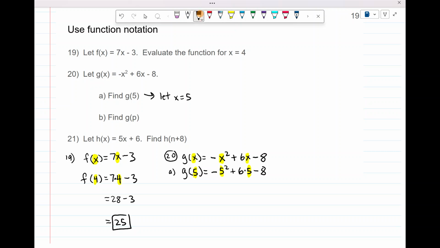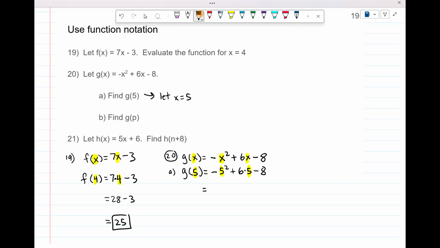And now I'm going to evaluate this. Again, if you do have your calculator, you can probably just plug it in, but let's pretend you don't have a calculator. How do we evaluate this? Well, remember, the order of operations is parentheses, then exponents. We don't have any parentheses, but we do have exponents, so we'll do the exponents first.